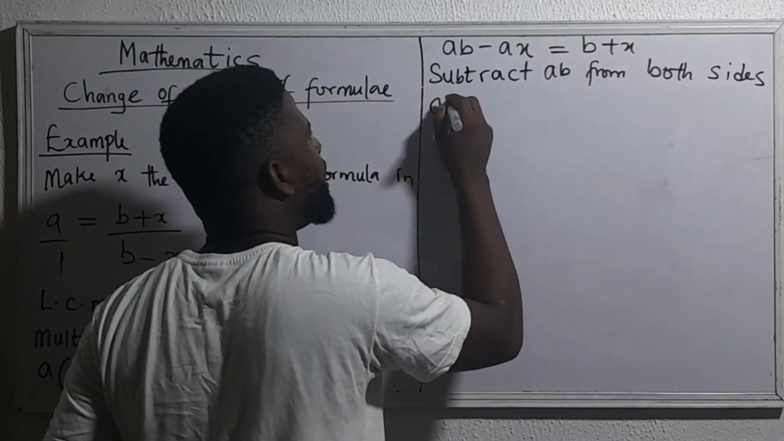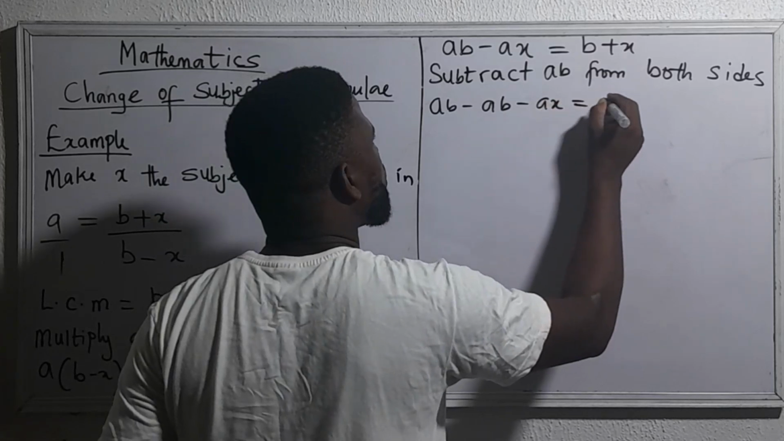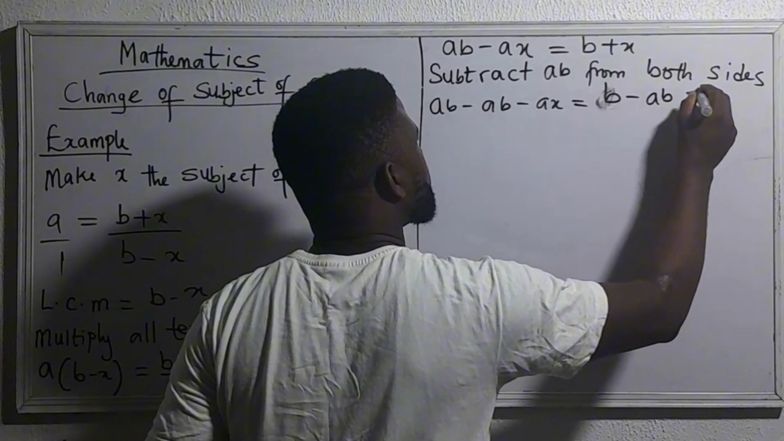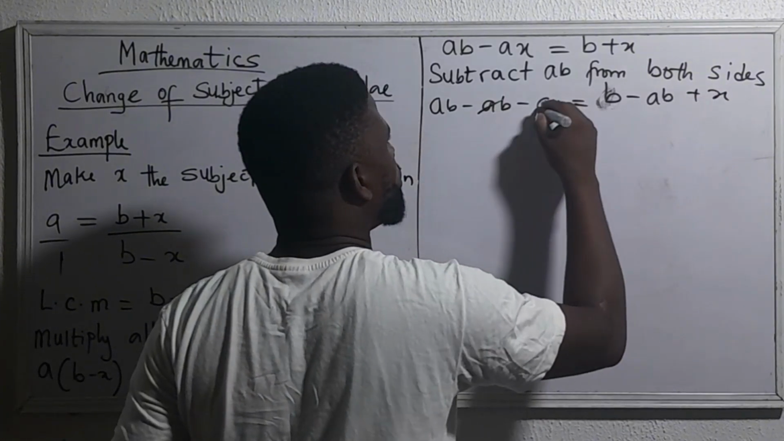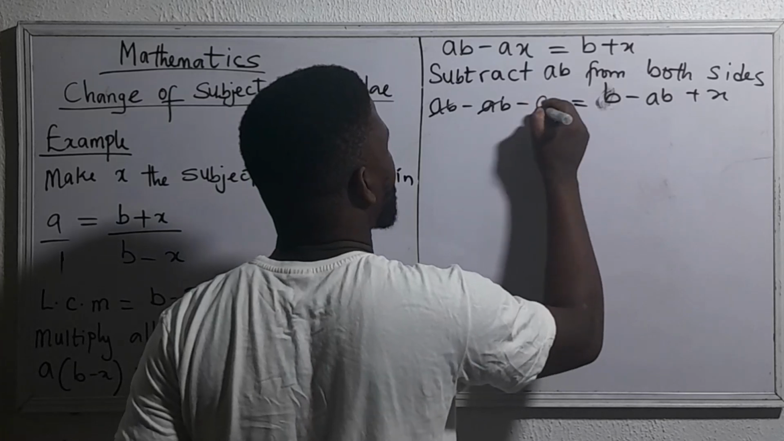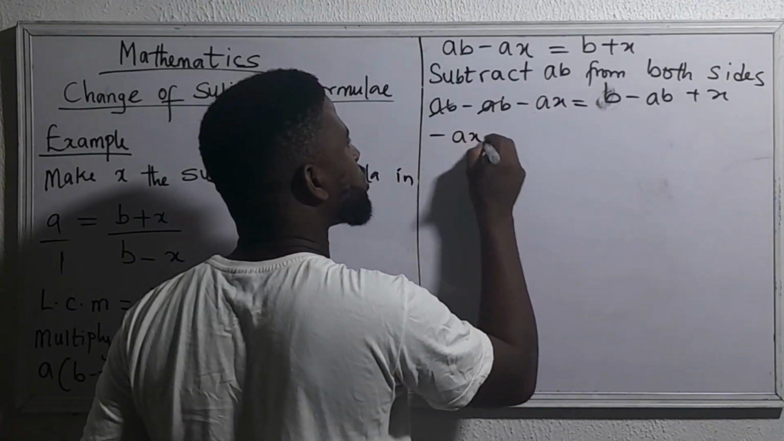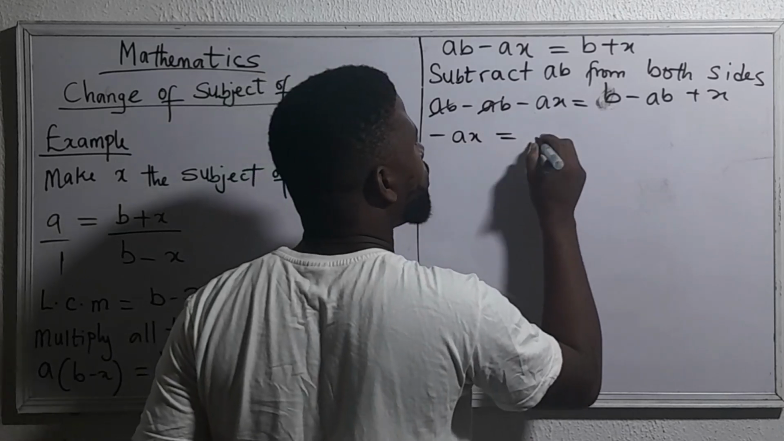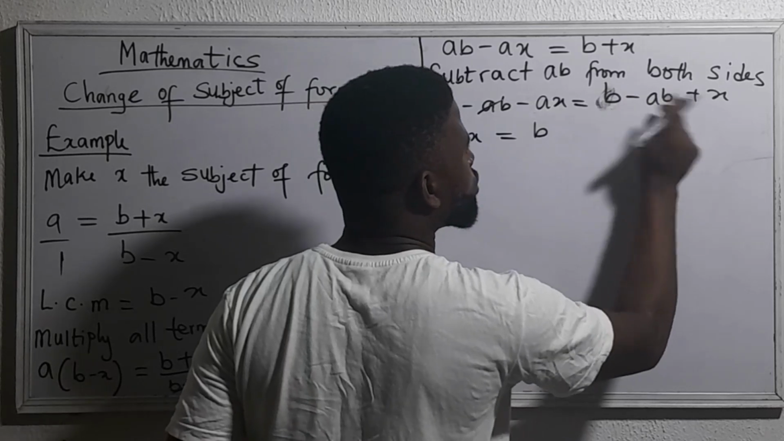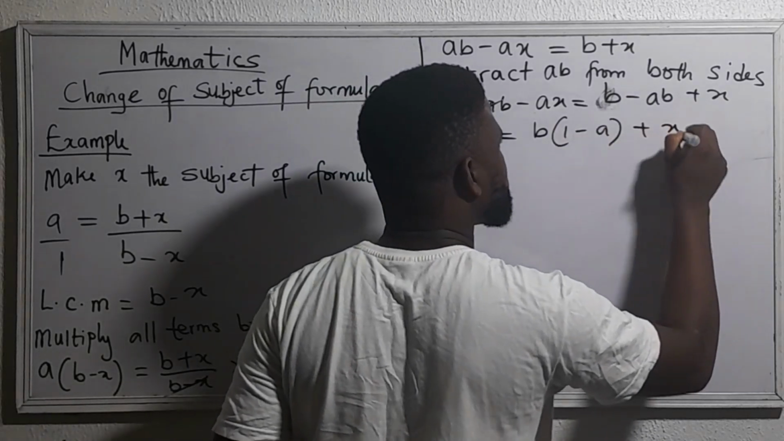So we have ab minus ab, and of course minus ax equals b minus ab, then plus x. Now ab will cancel ab, right? Apologies about that. So we have minus ax on the left-hand side equals b. Of course, b is common between these two, so we have b(1 minus a), then plus x.